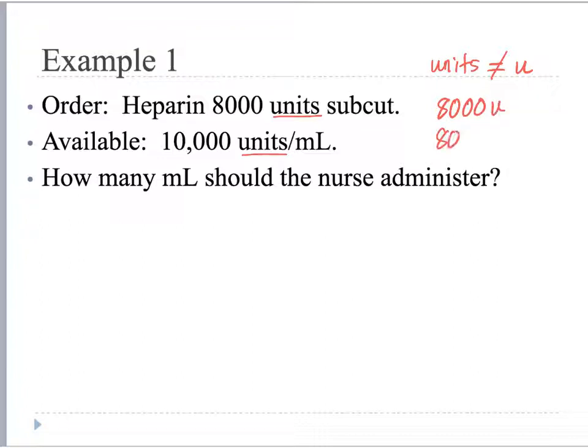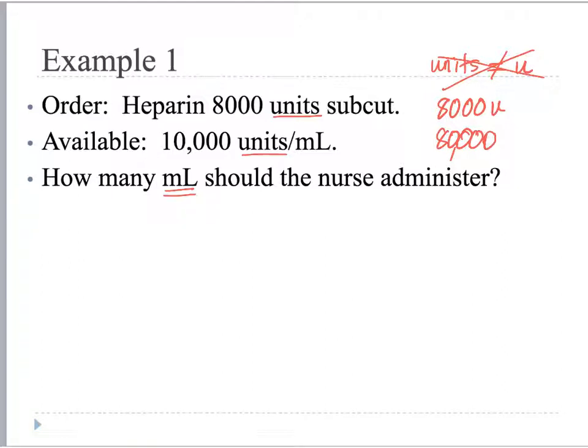and maybe I'm someone who writes very sloppily, the U for units could look like another 0 on the end, and then I'm really looking at 80,000 units. Then I get a big difference. So let's make sure that we're not using U as the abbreviation for units, but in fact that we are just writing it out. So I want to determine how many milliliters the nurse should administer.